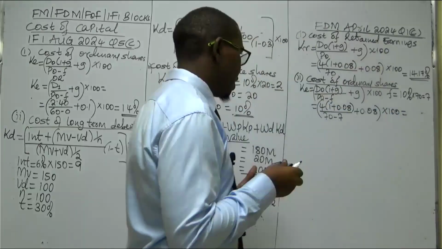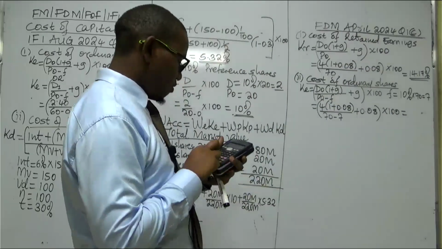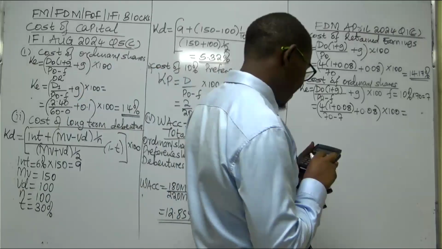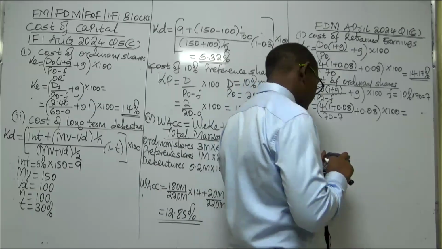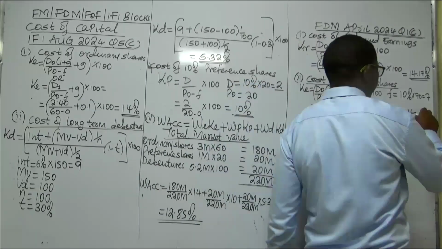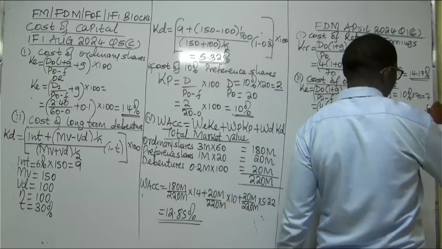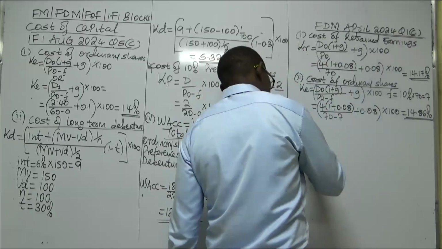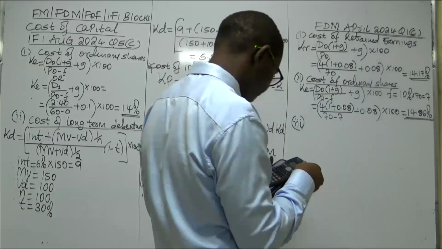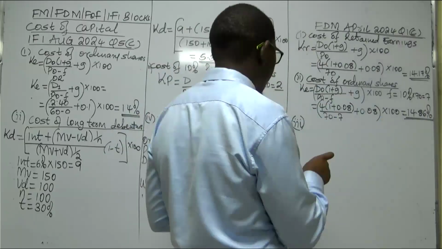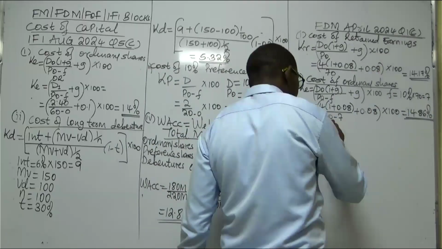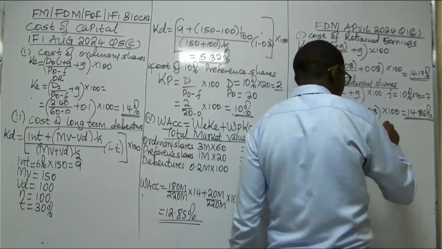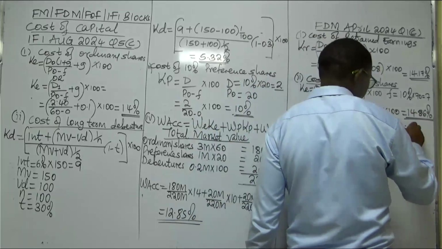So this will be equal to how much? 4 you multiply by 1.08 divided by 63, plus 0.08. This is 14.86%. Go to Roman number 3. Number 3 is the cost of debenture. 12% debenture capital.